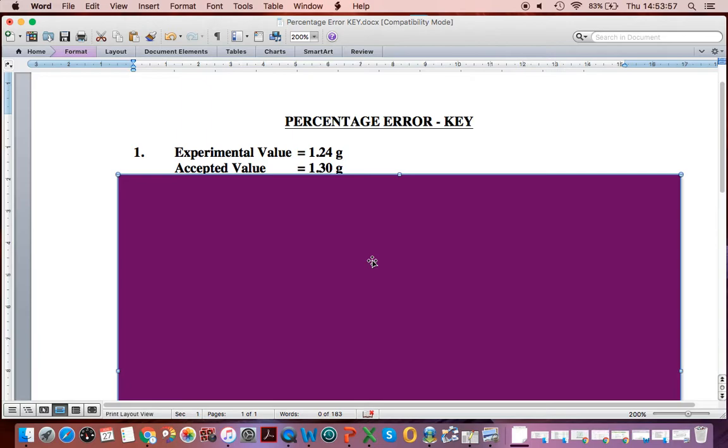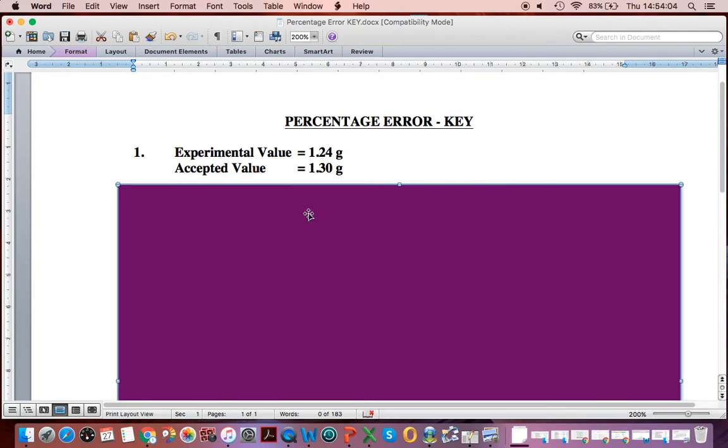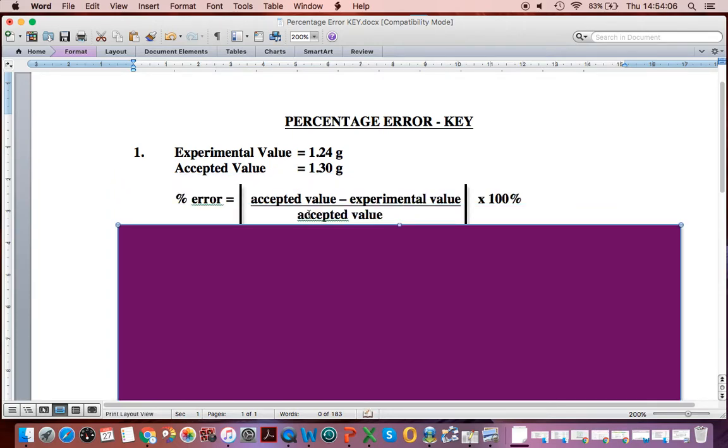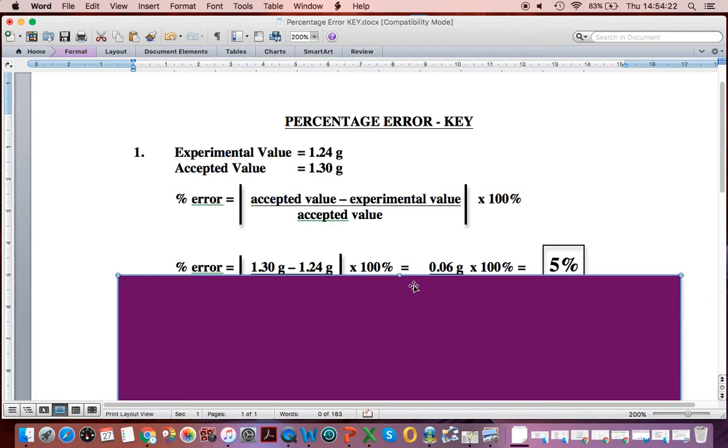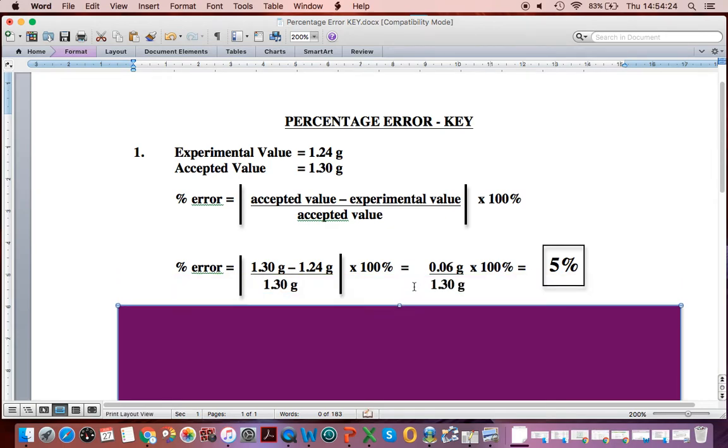We're given an experimental and accepted value. So what we want to do is find the difference between these two terms. So accepted value minus experimental value, and then we have the absolute value sign, so we don't care if it's plus or minus in this case. So you can very quickly see it's going to be 0.06 divided by 1.30. And that means we get a percent error of 5%.